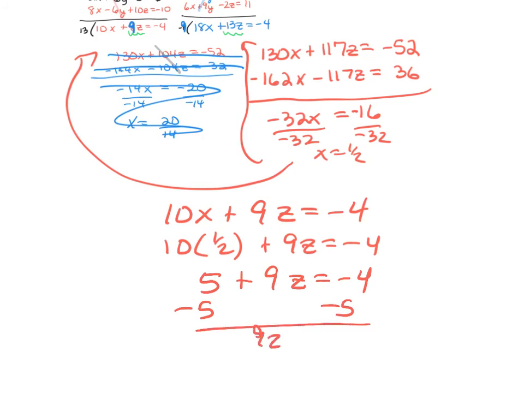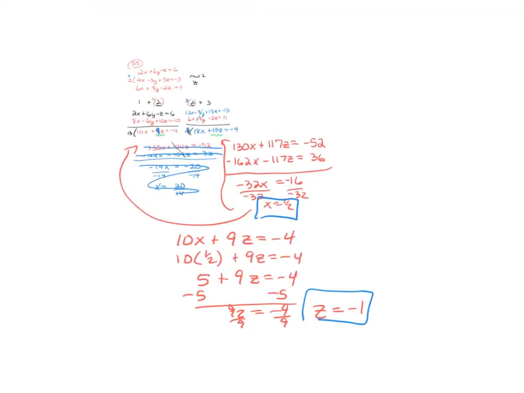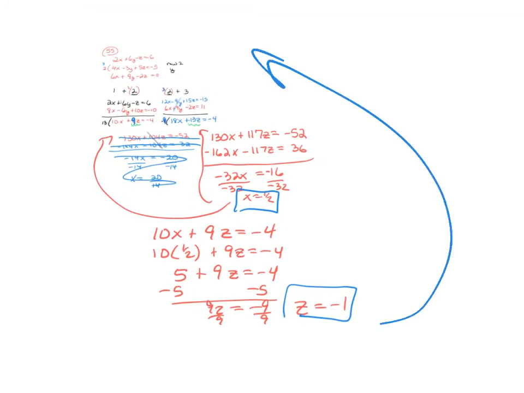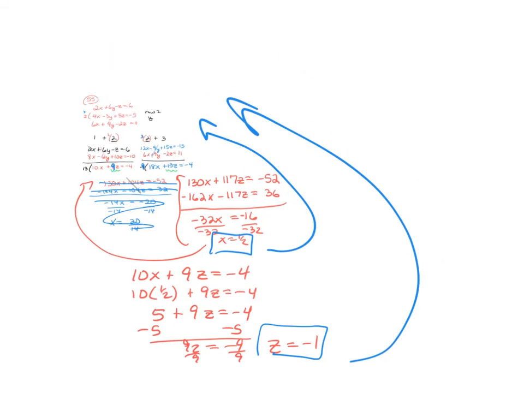9z equals -9. Divide by 9, z equals -1. I now need to take the positive half and the -1 and go back to the beginning with both of them and plug it into one of them. Let me go ahead and just use the first one. So the first one was 2x plus 6y minus z equals 6.